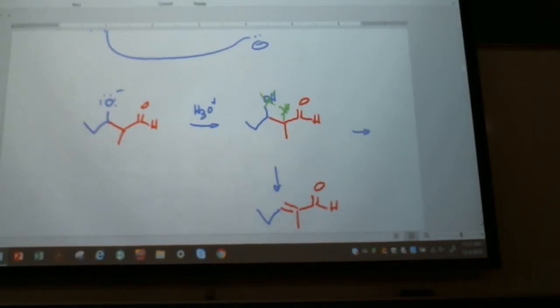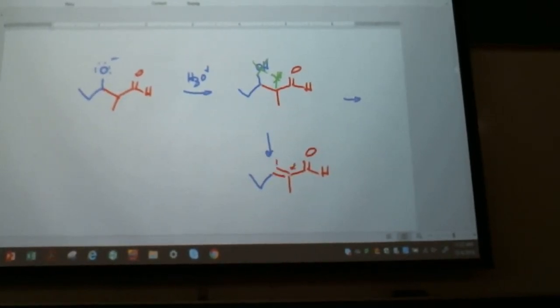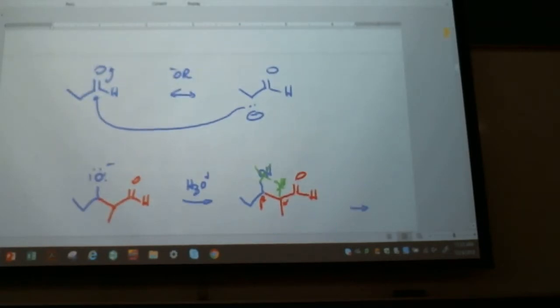So the idea is, whenever you see an alpha-beta unsaturated ketone or aldehyde, or an alpha, a beta hydroxy aldehyde or ketone, you think aldol condensation. And your double bond is going to define which piece is coming from where. And the one with the carbonyl is exactly the molecule that you started from. So the blue piece here is what you started off in here.